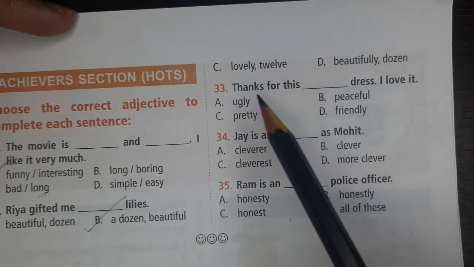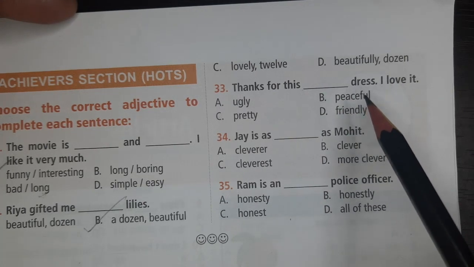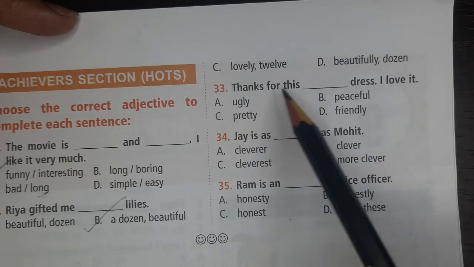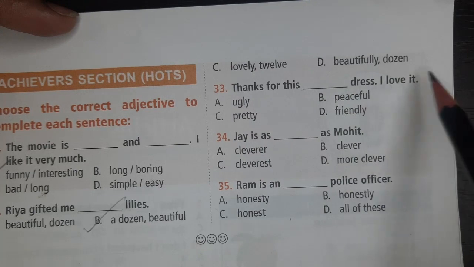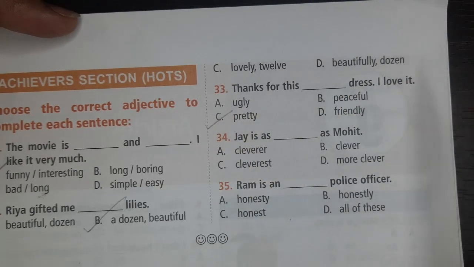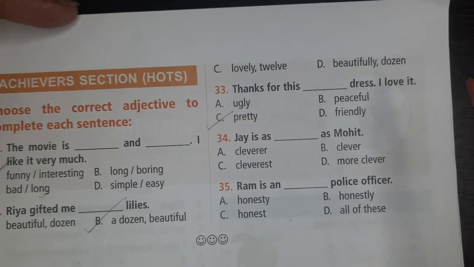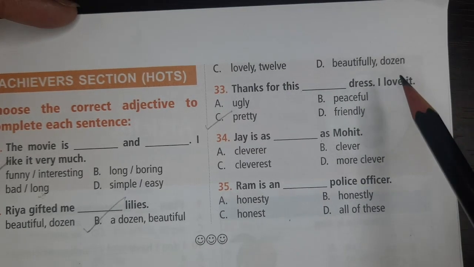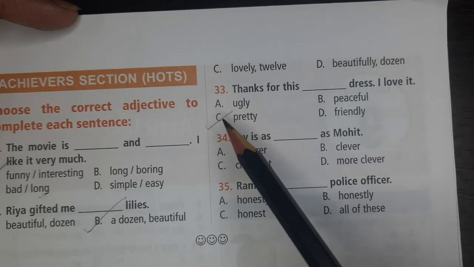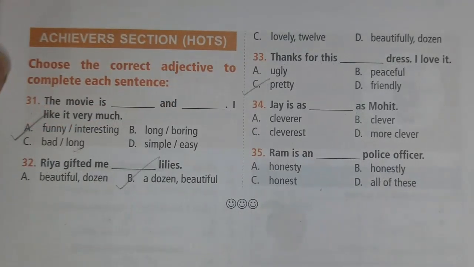Thanks for this peaceful. No, we are not at war. Thanks for this pretty dress. Yes, I love it. And this is correct. Thanks for this friendly dress. No, there's nothing like enemy dress or friendly dress. Okay, so that's why C is the answer. Moving to the next question.